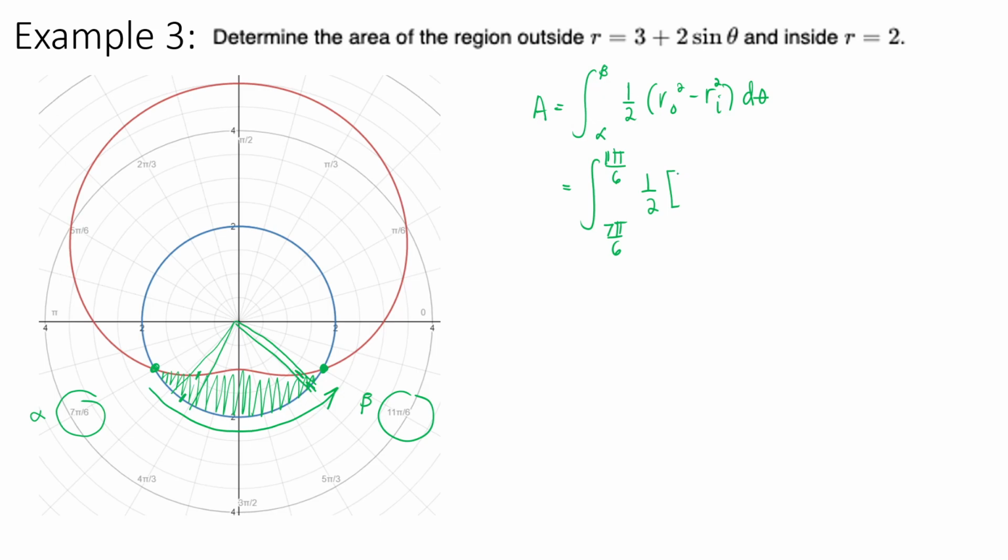So our outer equation now is the blue graph. So this will be 2 squared minus the inner graph, which is the red graph. That will be 3 plus 2 sine theta squared, then d theta. So again, try helping your calculator a bit.